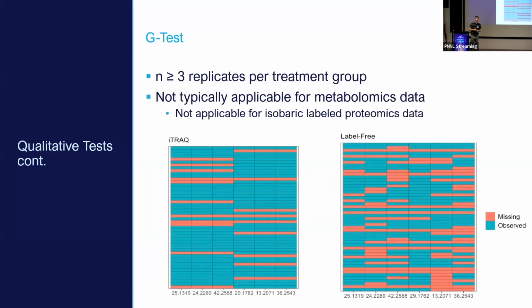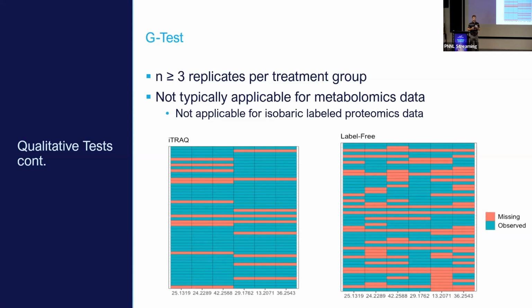So one thing to note with the G test is that we do have a couple of requirements. The first thing is that we need to have the number of samples be greater than or equal to 3 replicates per treatment. And this is just because if you only have 1 or 2 samples per group, then testing whether 1 is different than 2 observed values doesn't tell us much. So we do need to have at least enough replicates to be able to conduct this test. Additionally, it's not typically applicable for metabolomics data, and that's just because with metabolomics, there are often not that many missing values. So you're just running it and finding a lot of very not significant p-values. So you could run it, it's just probably not going to be very useful.